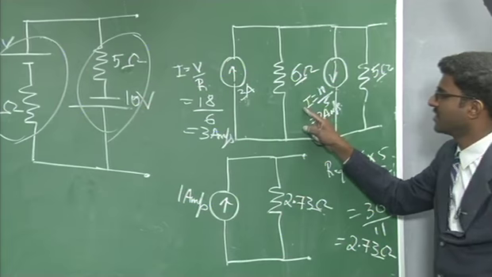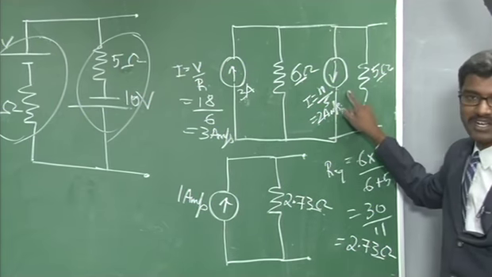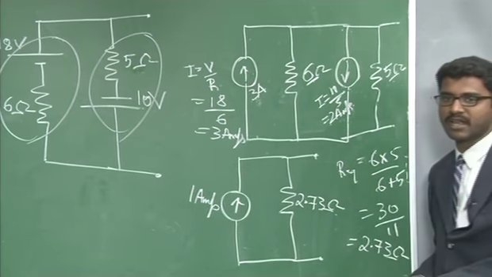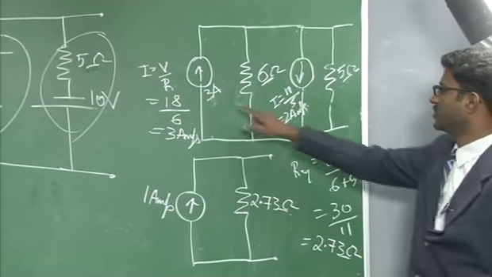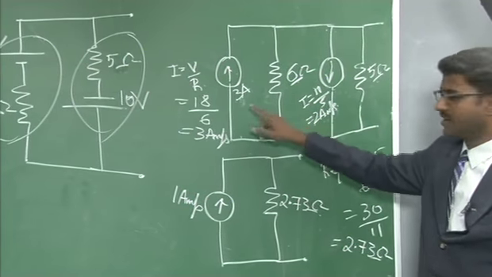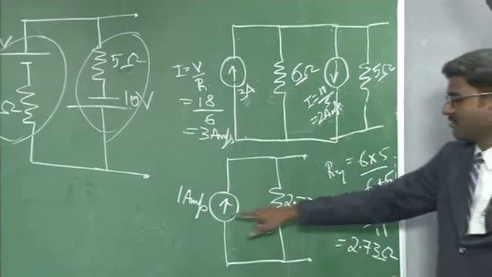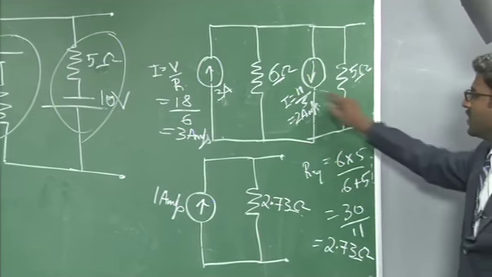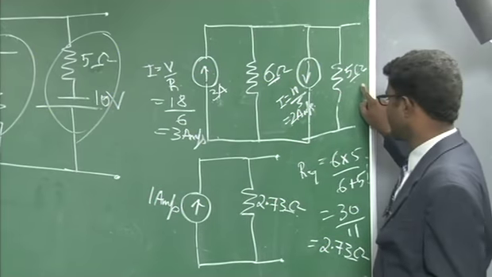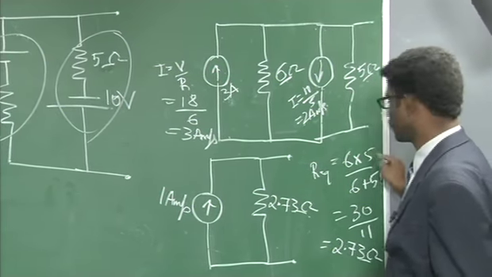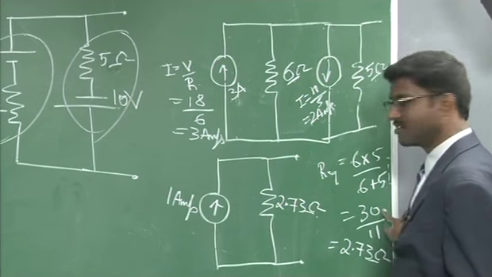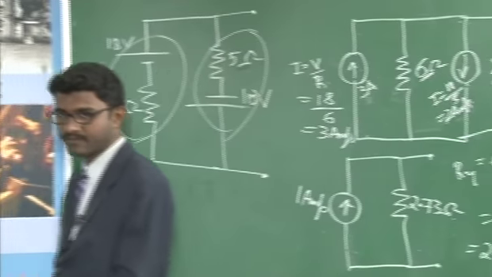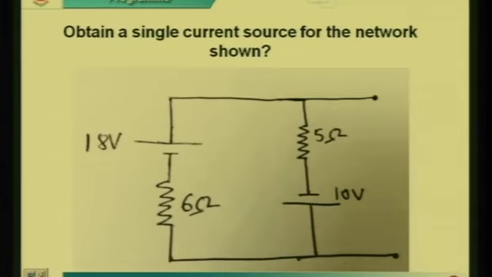And in this circuit you can see there are two current sources which are connected in parallel. You know, if two current sources are connected in parallel, then you can add them up, but as they are in opposite direction, we take the difference, that is 3 amps minus 2 amps will be equal to 1 amp. Then these two resistors, 6 and 5, are connected in parallel. So, 6 into 5 divided by 6 plus 5, which is equal to 30 by 11, which is nothing but 2.73 ohm. We will go to the next problem.